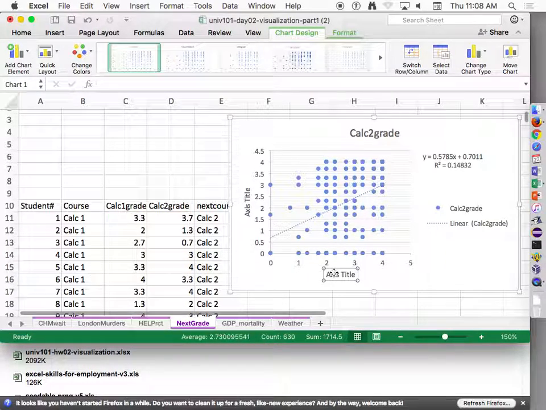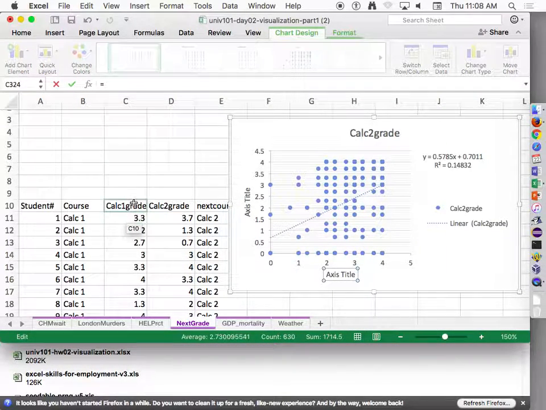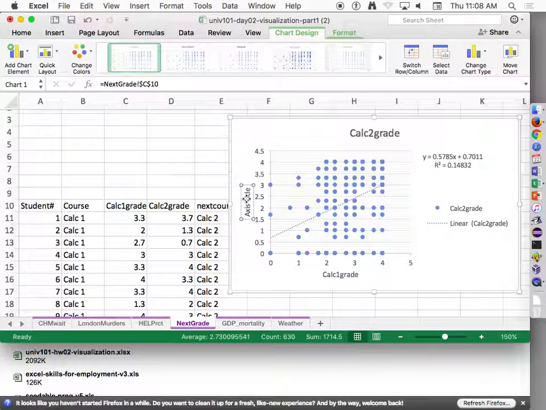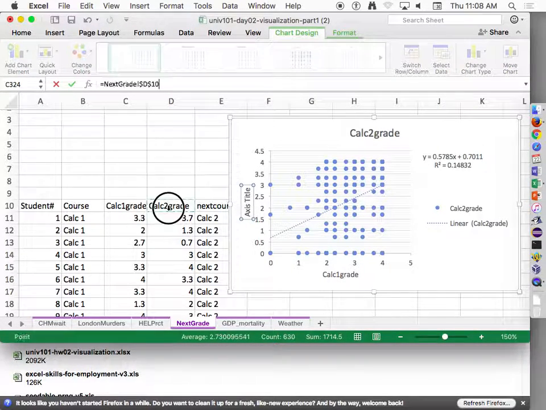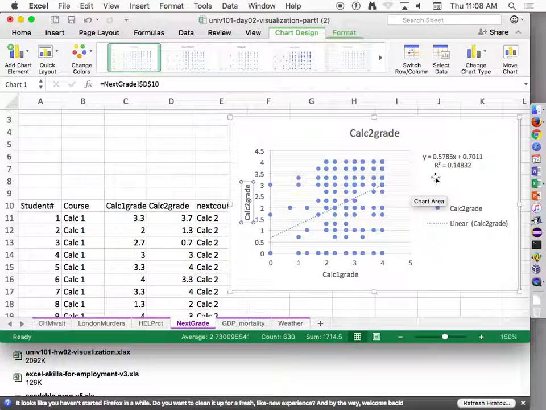So what's wrong with this one? What don't you like about that graph? Without the trend line, the concentration. Yeah, so how many people are here? A fair number of people probably got an A in both classes, right? How many people are here where they failed Calc 1 and then got a B in Calc 2? Probably not many. So we want to be able to see how many are at each spot.